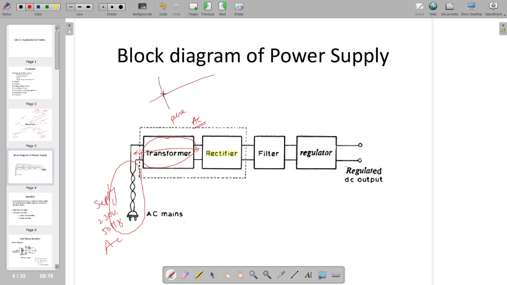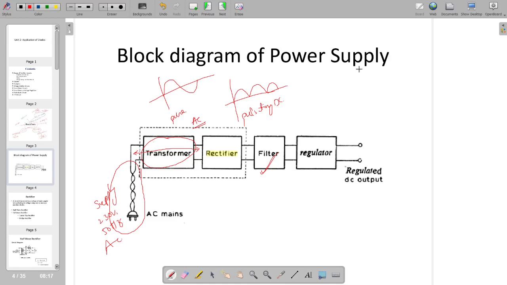The pure AC looks like this waveform. A pulsating DC means it has some ripples. This is a full wave rectifier output, which I have drawn for understanding purposes. It is a pulsating DC, having some harmonics and ripples that are eliminated with the help of a filter.